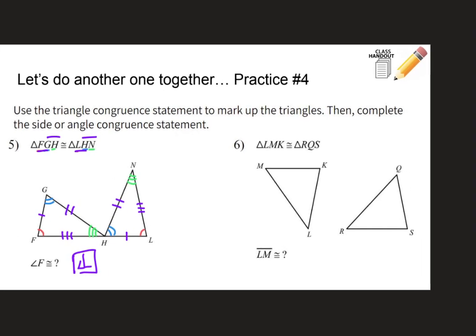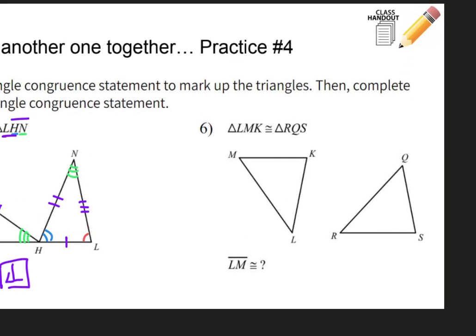All right, we'll do one more. We have our congruent statement here. So I'm going to match up the angles first. Angle L matches up with R. M matches up with Q. And then K matches up with S. And then matching up our sides, LM matches up with RQ.